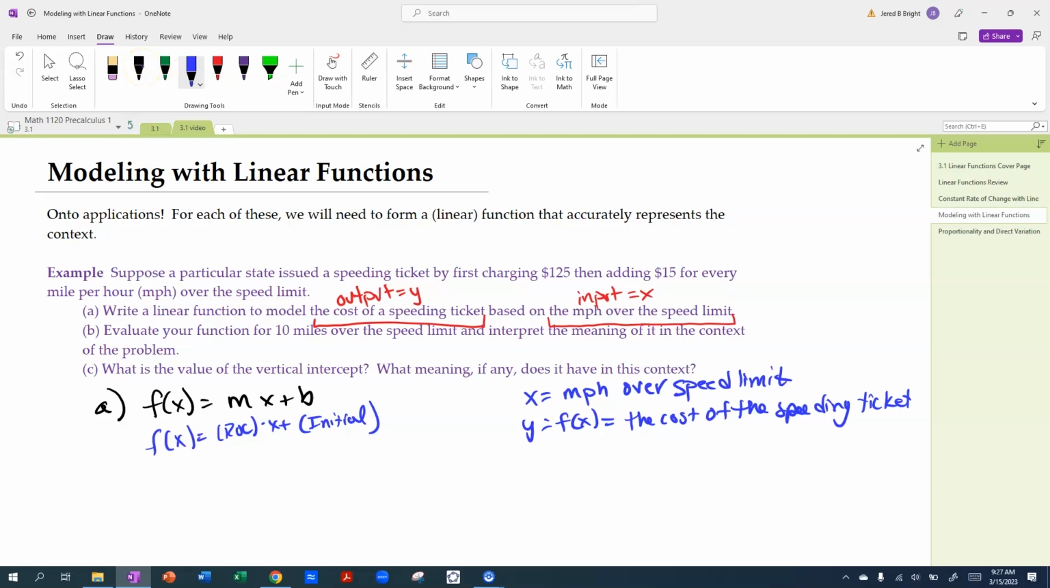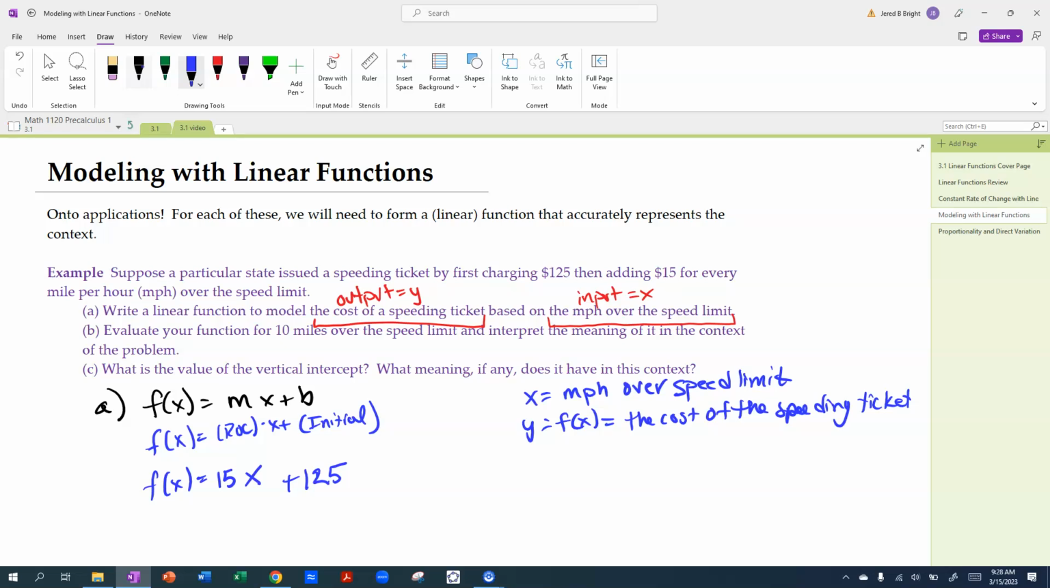Okay, so f of x is just going to equal f of x. We're going to have to leave it in general, but then maybe let's start with the initial. How much is the initial charge? How much is the initial cost? $125, right? So plus 125. I'm charged $125 no matter what if I speed. And then x is the miles per hour over the speed limit. So how quickly is the cost changing based on how much you speed? That's the 15. Okay, so 15x.